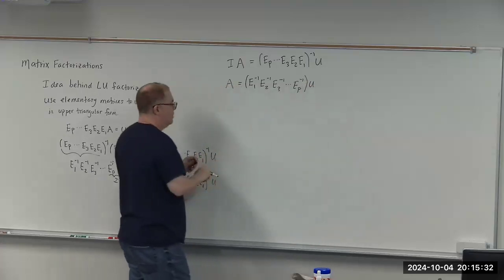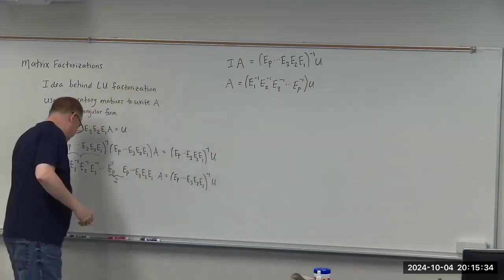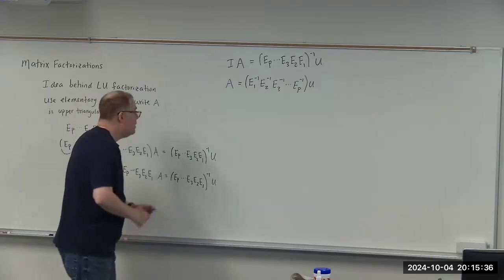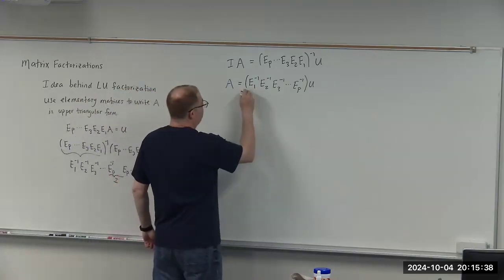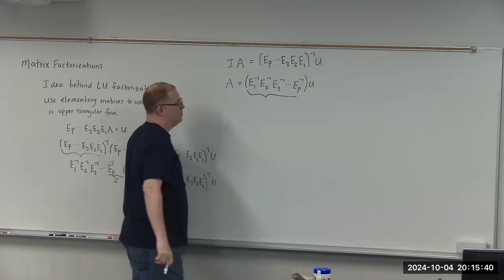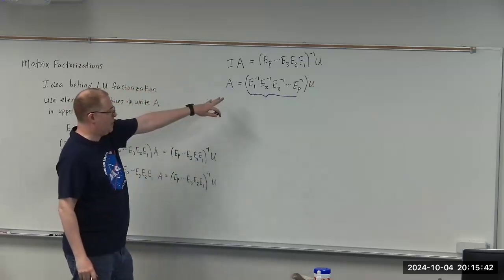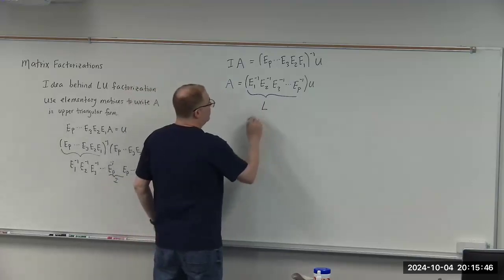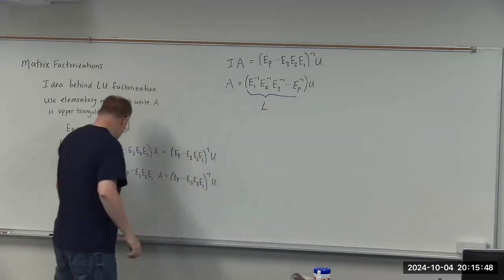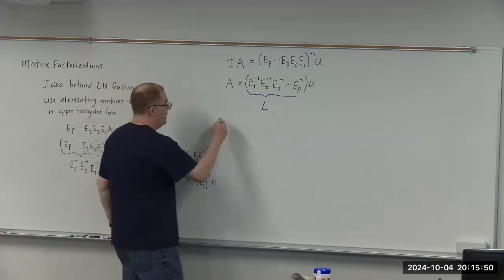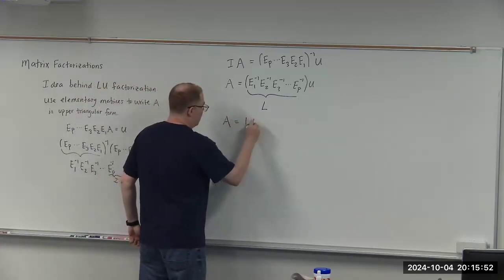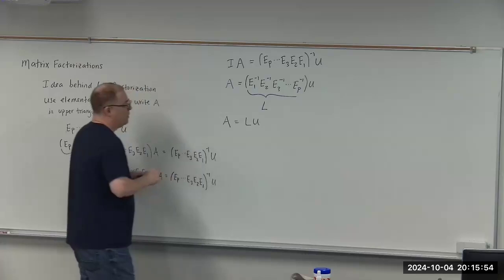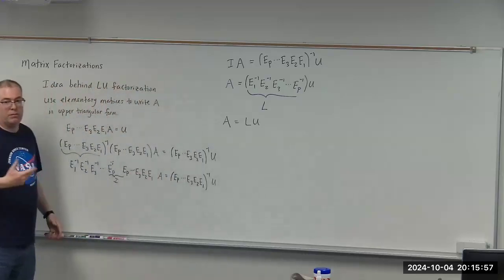Now you can see what's happening here. If you take the product of the inverses of these elementary matrices, this turns out to be L. So therefore, we end up getting A equals L times U. And again, we know that elementary matrices are invertible.